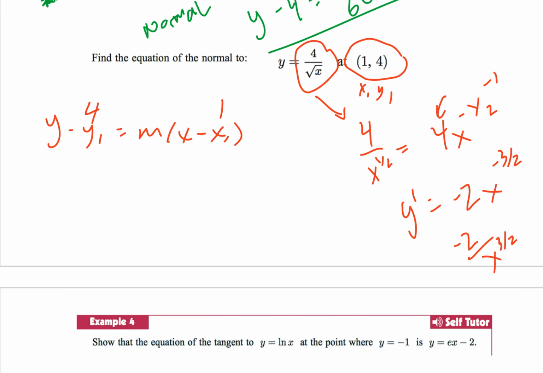Why did I do that? Only because I'm going to plug in 1. Actually, I didn't need it because 1's easy. Whatever, sorry. So now let's plug in 1 and find the slope.